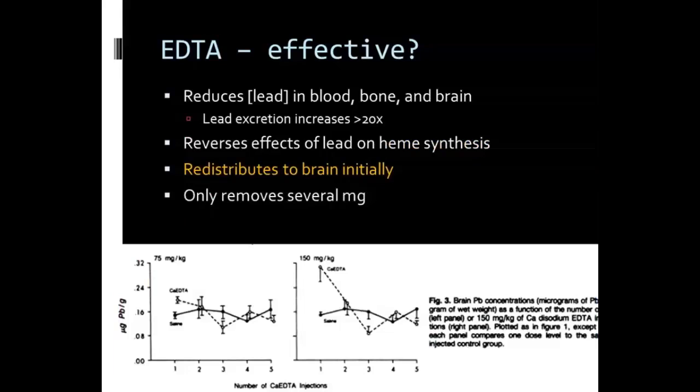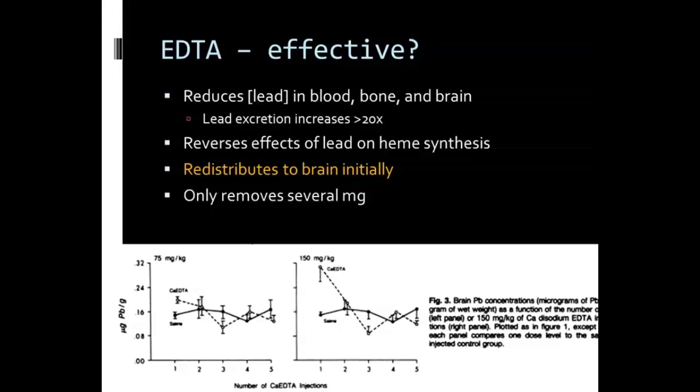And if you look at the bottom of the screen, this is a study looking at lead concentrations in animals that were given saline, and then animals that were given calcium sodium EDTA, and these brain concentrations increase significantly with a large dose of calcium EDTA. Now, this is a larger dose than we normally give to human beings, but the point is that there can be some redistribution into the brain, and that's the reason why we generally give BAL first before we start EDTA.